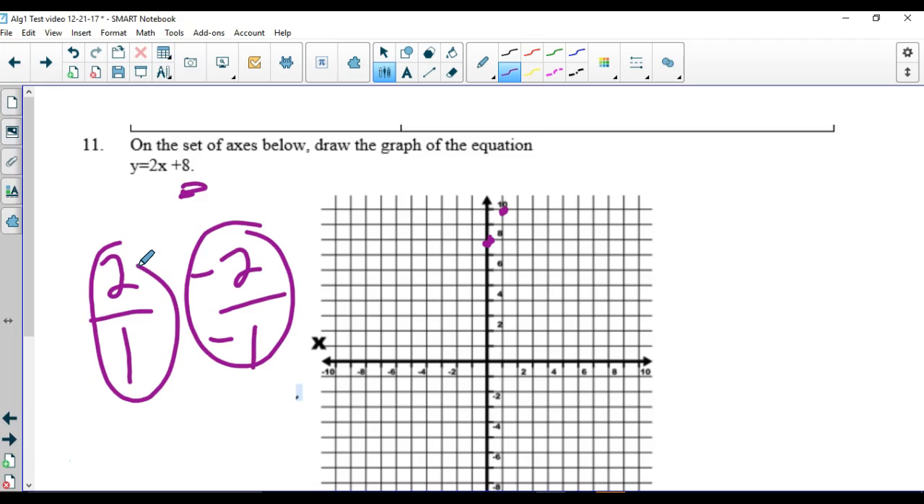You can go down 2 and over 1 to the left. Okay? Down 2 over 1 to the left. When I'm done, I'm going to draw my line.